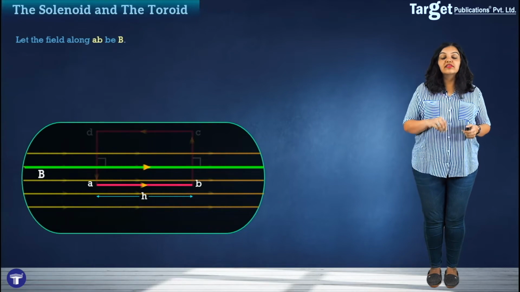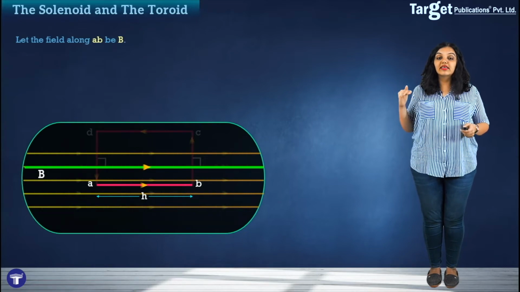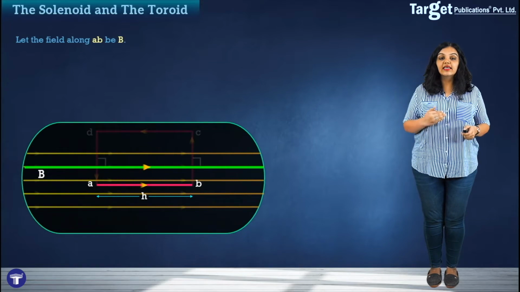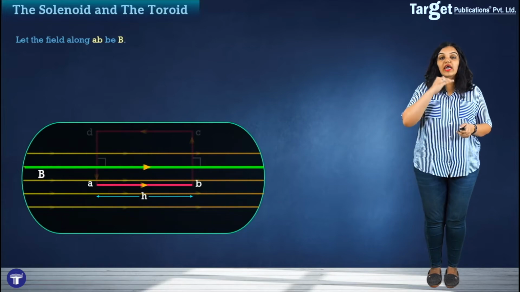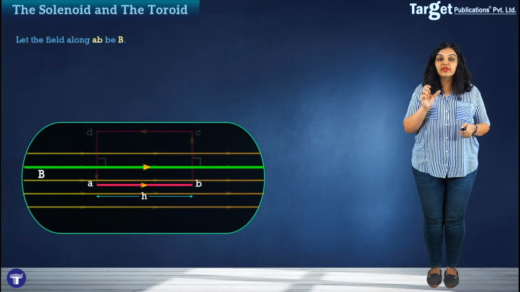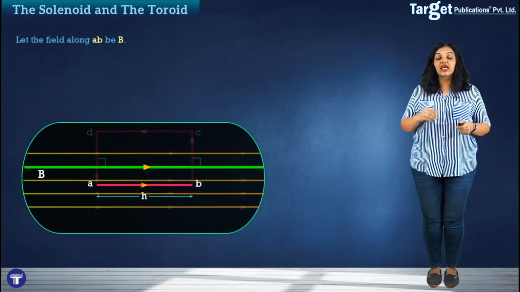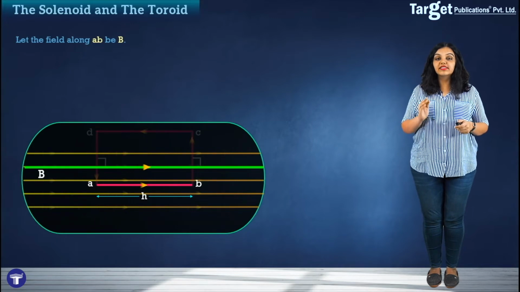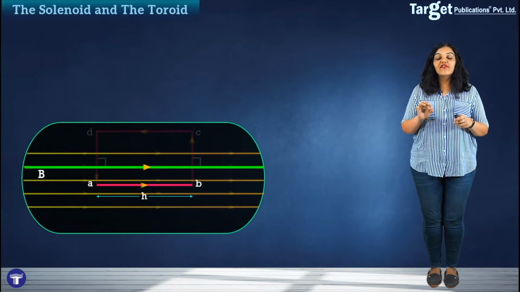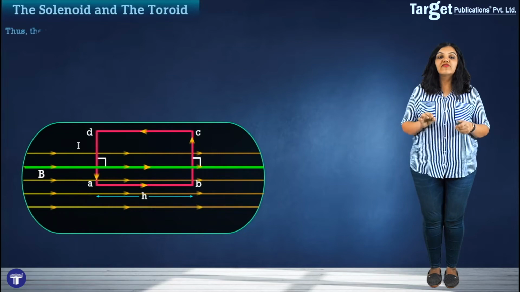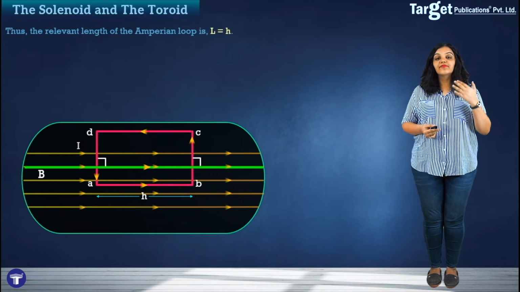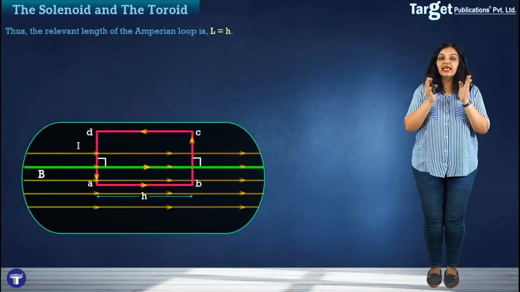And let the field along AB be B, which is shown by the green arrow. So the green arrow is the field B, and you can see it is exactly along AB, and this is the case where the field and the element of the Amperian loop are in the same direction, and therefore we can use that reduced Ampere's circuital law. So let's say that the length of this side AB is h. Therefore the effective length that will be useful to me for Ampere's circuital law is equal to h. And now when I use Ampere's circuital law, I will use the length h.